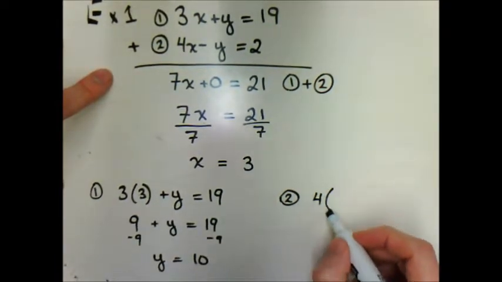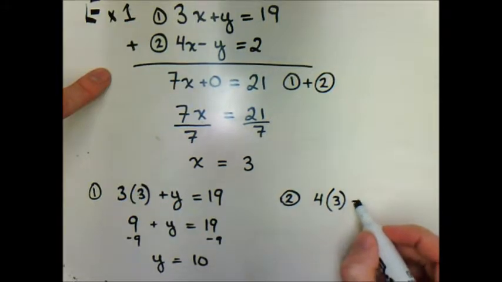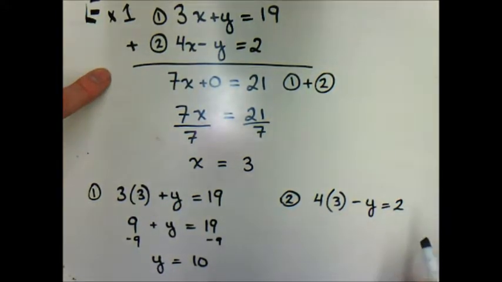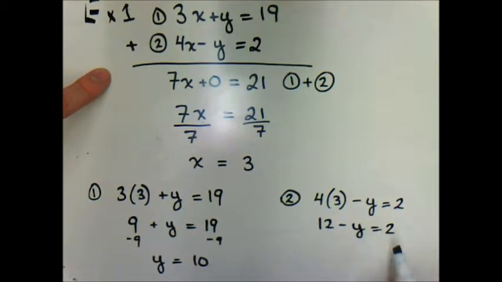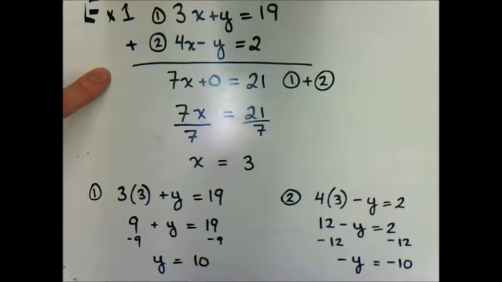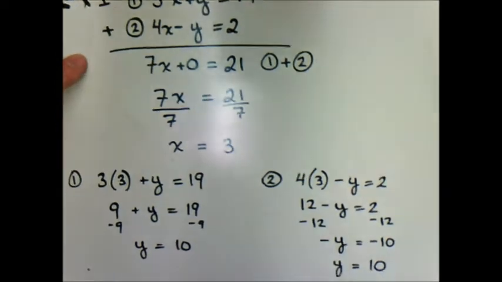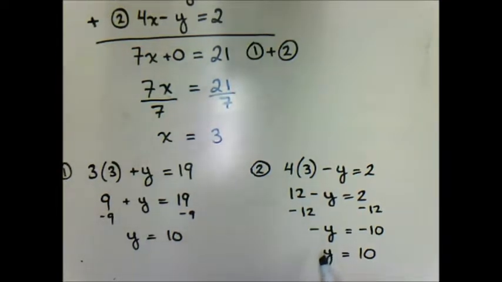So equation 2 is 4x, but I'm subbing in 3 for x, minus y equals 2. 4 times 3, because brackets means multiplication, so 4 times 3 is 12, minus y equals 2. I'm going to subtract 12 from both sides. Leaves me with negative y equals negative 10. And now I can multiply both sides by negative 1, which really just takes away the negative sign.